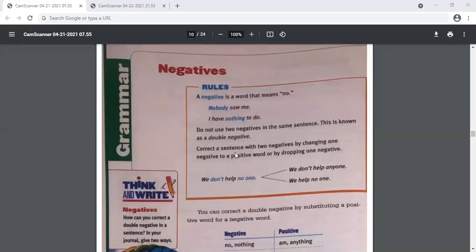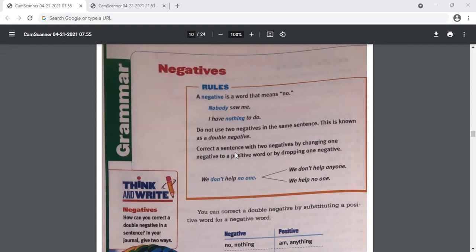Hi, grade 5. Today's lesson is called negatives. What does a negative mean? A negative is a word that means no, like nobody saw me. I have nothing to do. So here, these words that are highlighted in blue, these are negatives, and notice how they both have the meaning no. We can never use two negatives in the same sentence. This is known as a double negative.